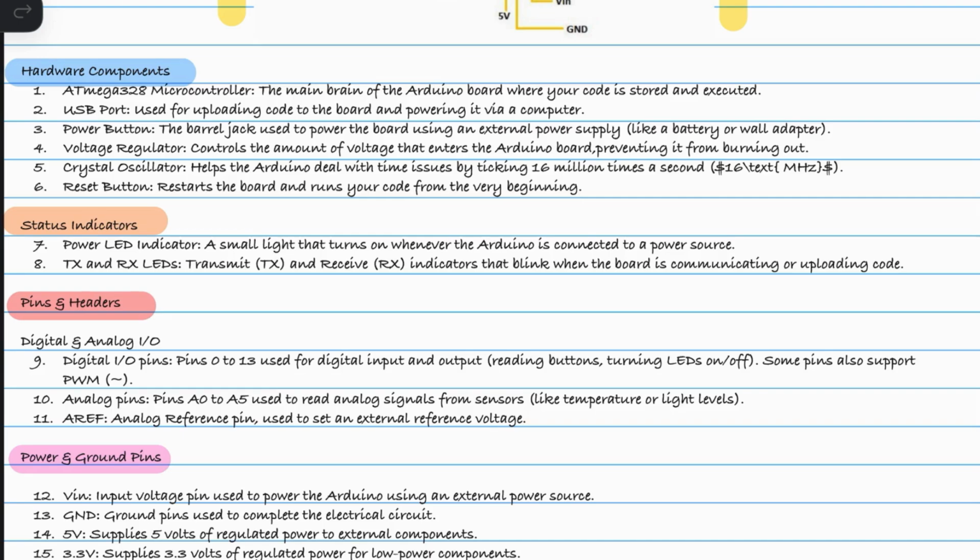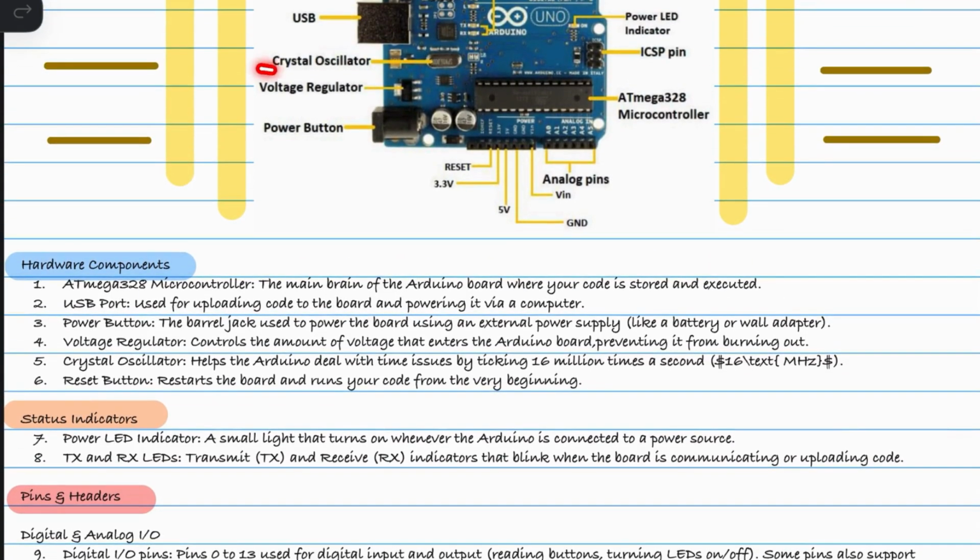Then we have the crystal oscillator. Computers don't have a concept of time unless something ticks. This tiny silver component you see over here, the crystal oscillator, is the metronome of the board. It ticks exactly 16 million times a second, right? Every tick coordinates a clock cycle inside the microcontroller, allowing your code to execute timed events with microsecond precision.